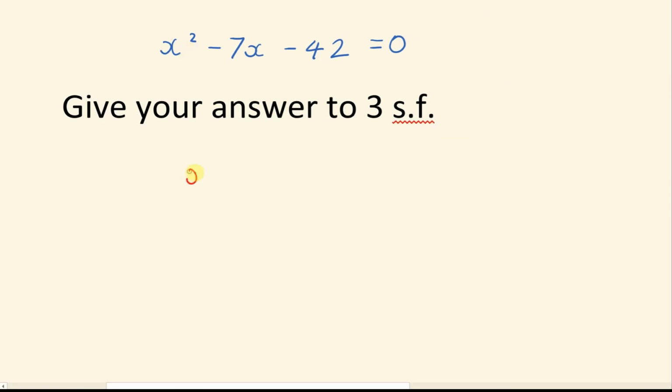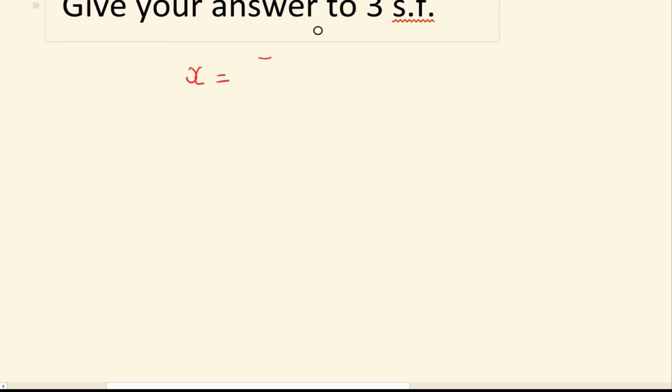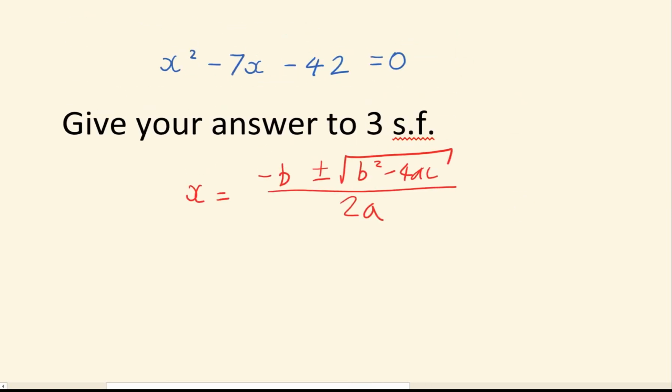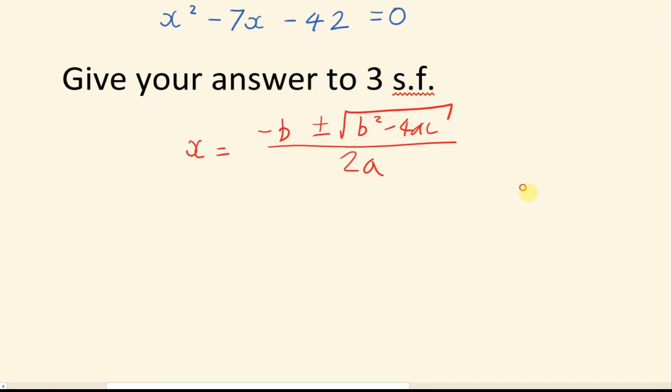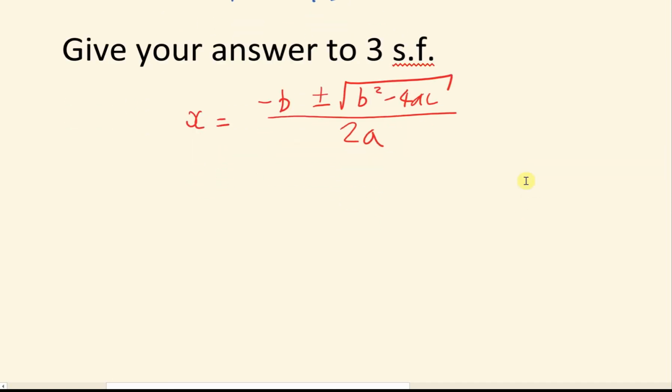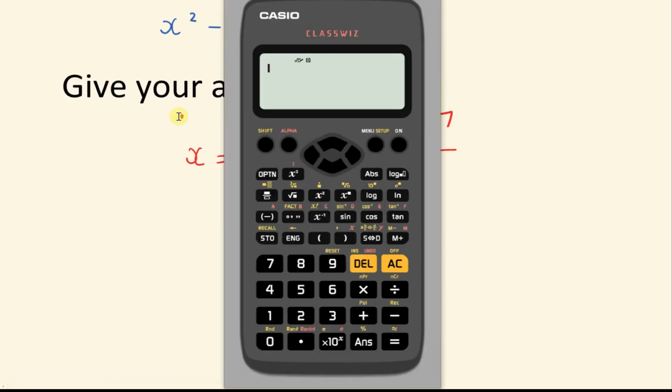So the formula we should know is x equals minus b plus or minus the square root of b squared minus 4ac all over 2a. In this question we have the fact that a is 1, b is minus 7 and c is minus 42, and we just plug that in. This question needs a calculator, so I'm just going to use that to work this one out.